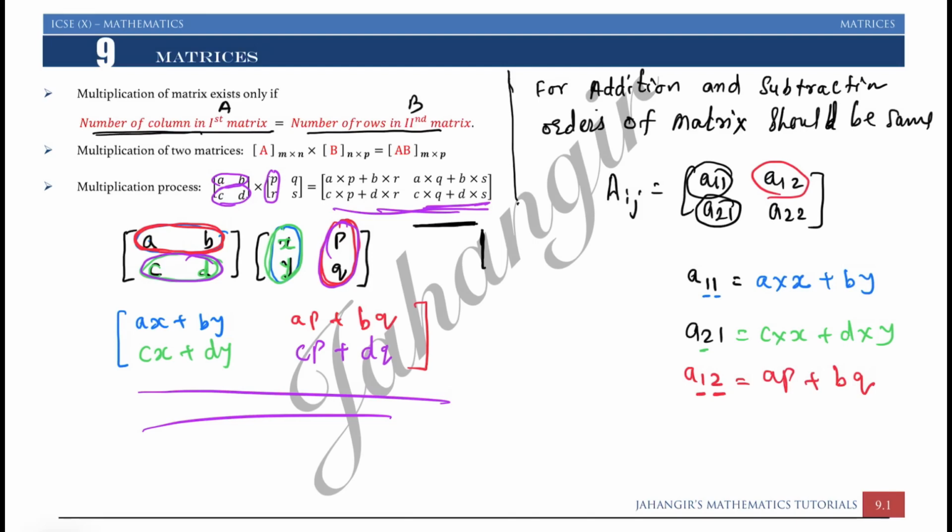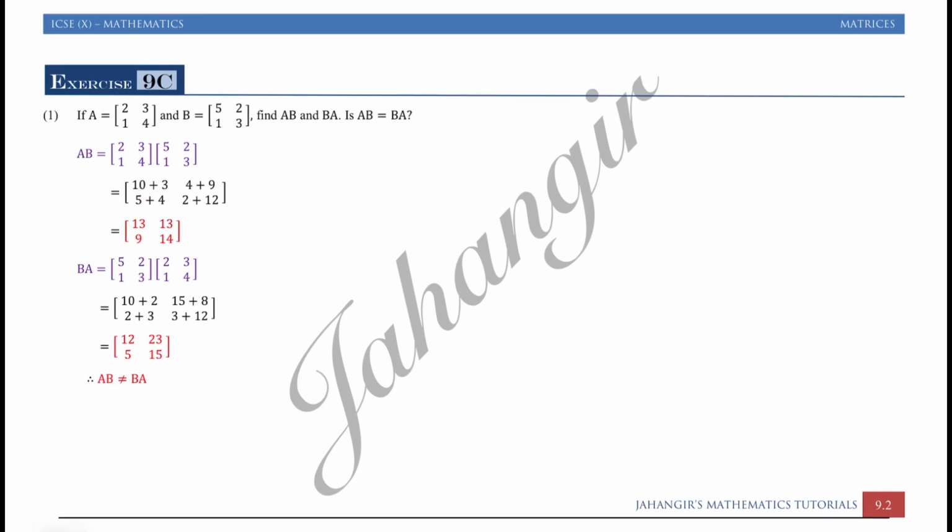So here once I will start sums now, then you will understand multiplication. It's a little bit confusing, so let us do. See here we have A, B. Find AB and BA and say whether AB is equal to BA. You have to tell whether AB is equal to BA. So first we have to write AB.